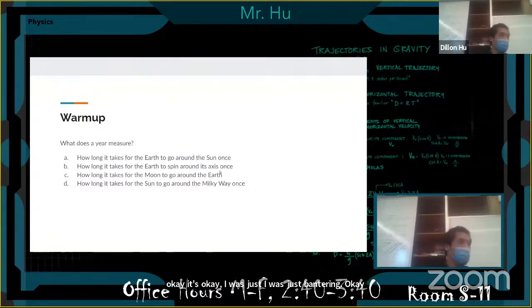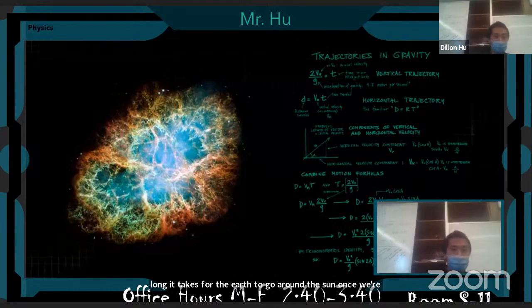Okay. So what does a year measure? A year actually measures how long it takes for the Earth to go around the sun once, which is 365.24 days. So this is an actual measurement.